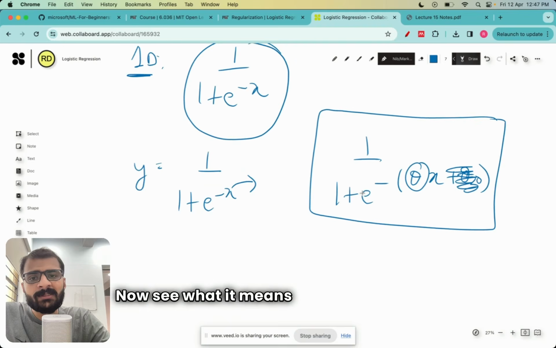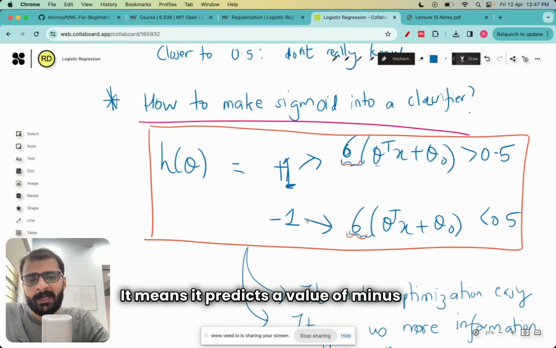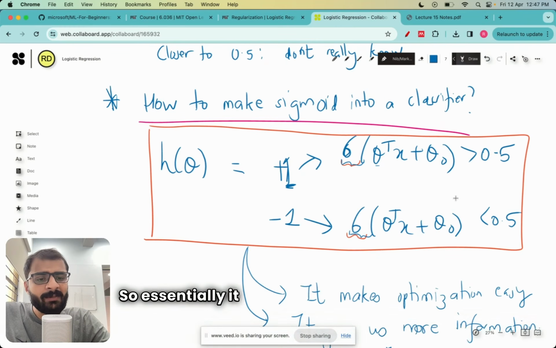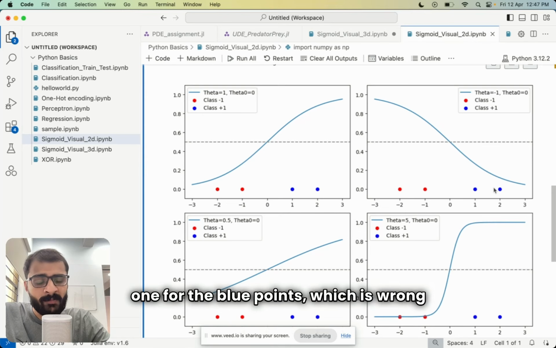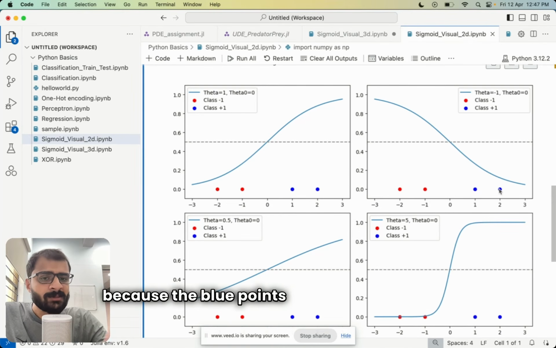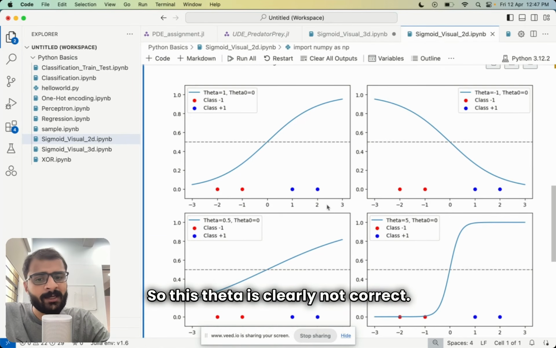Now see what it means. If it is less than 0.5, it means it predicts a value of minus 1. So essentially it predicts a value of minus 1 for the blue points, which is wrong because the blue points' true value is positive. So this theta is clearly not correct.